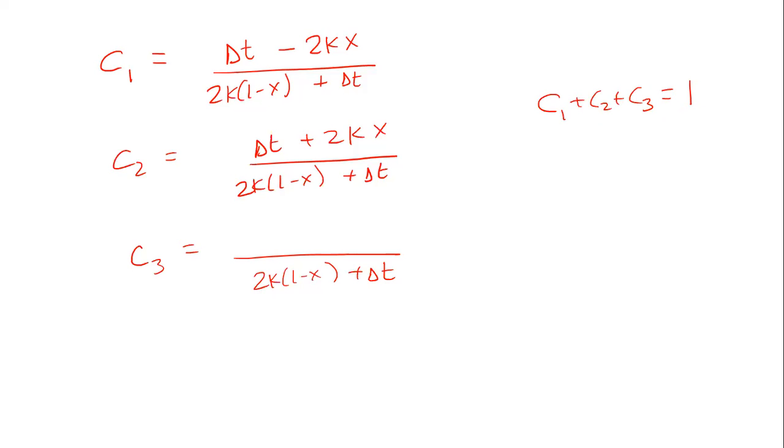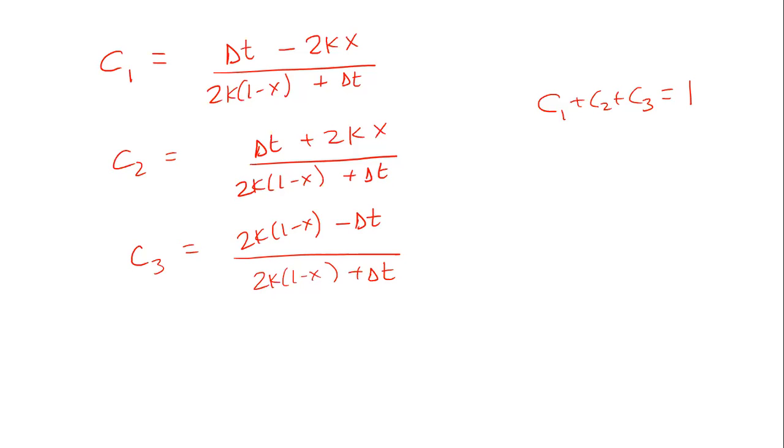2k times 1 minus x minus delta t. Good. So you just look at the denominator and then figure out how to get that same thing when you sum up all of them. So C1 plus C2 plus C3 is equal to 1.